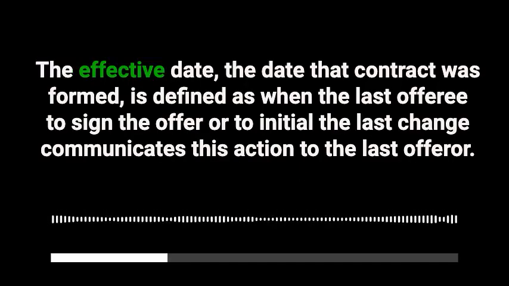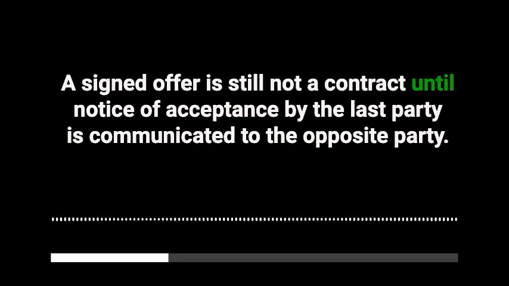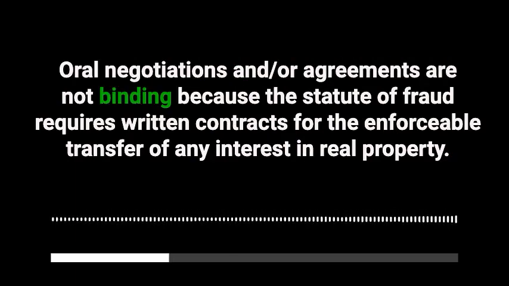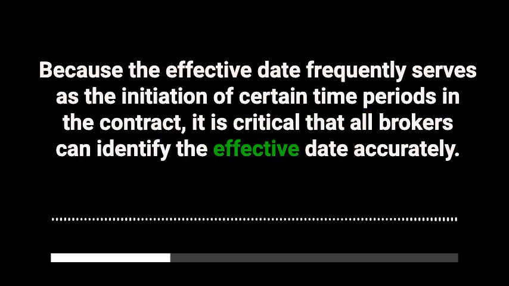Effective date. The effective date, the date that contract was formed, is defined as when the last offeree to sign the offer, or to initial the last change communicates this action to the last offerer. A signed offer is still not a contract until notice of acceptance by the last party is communicated to the opposite party. Oral negotiations and/or agreements are not binding because the statute of frauds requires written contracts for the enforceable transfer of any interest in real property. Because the effective date frequently serves as the initiation of certain time periods in the contract, it is critical that all brokers can identify the effective date accurately.